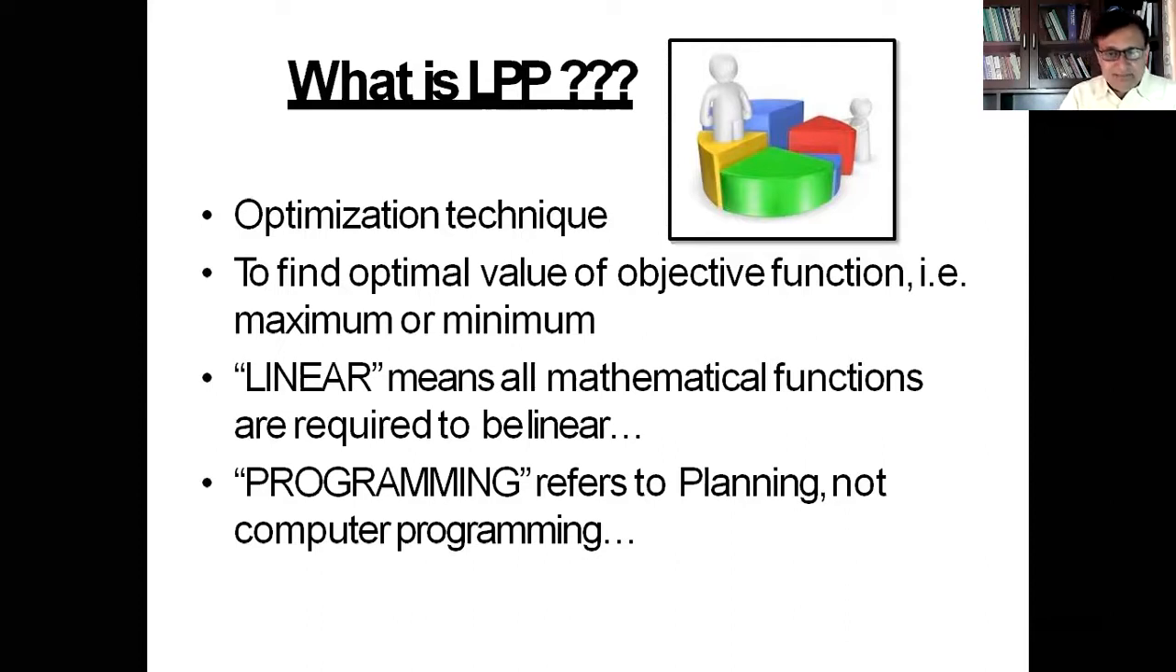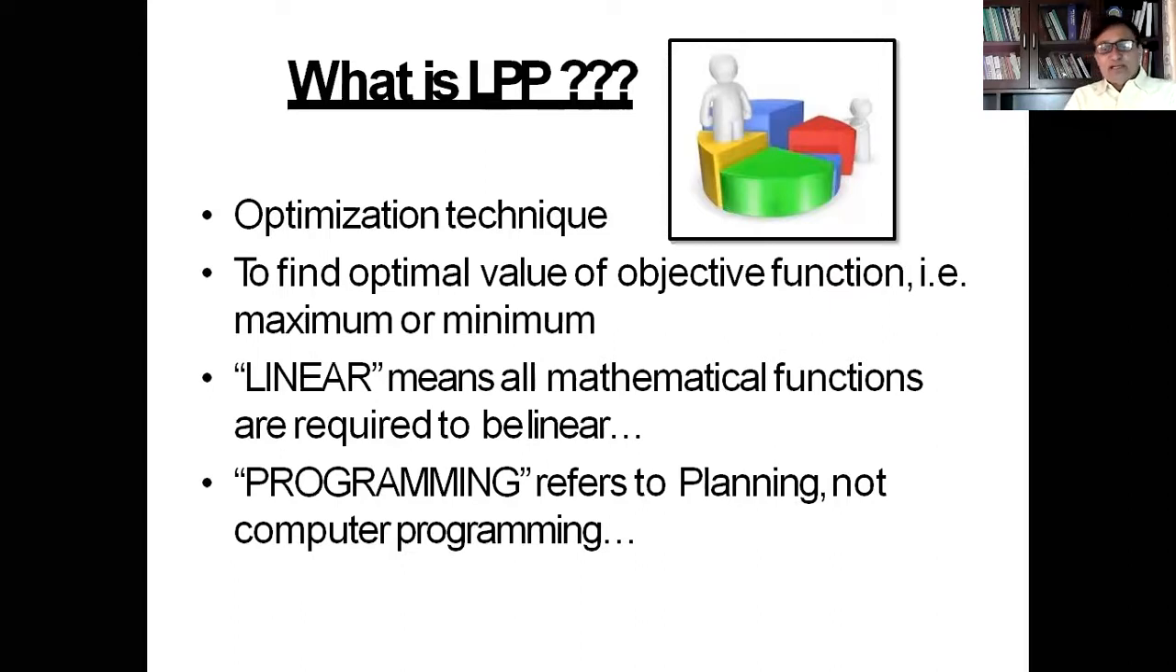Second, I have already defined linear: it means all mathematical functions are to be linear. That means proportional to each other. So there is no non-linear programming here. No quadratic equations are found. Only linear functions are there in the structure of linear programming, whether in the objectives or in the constraints.